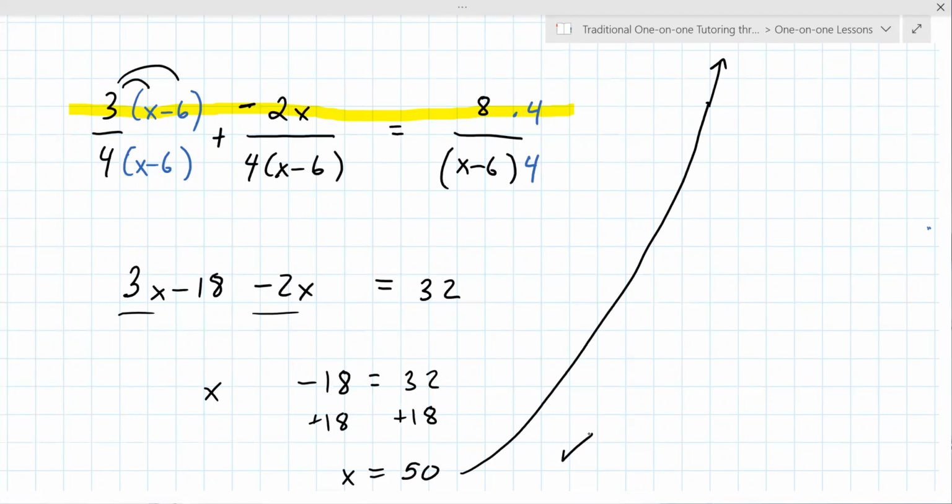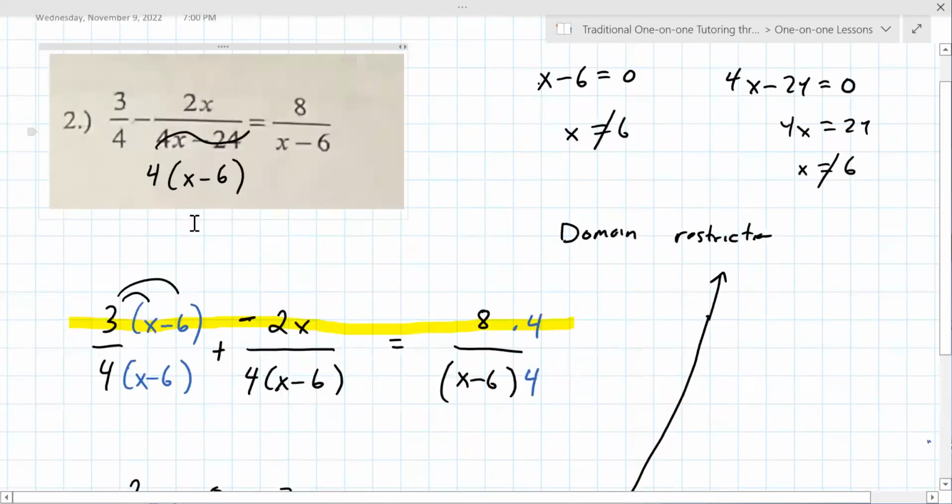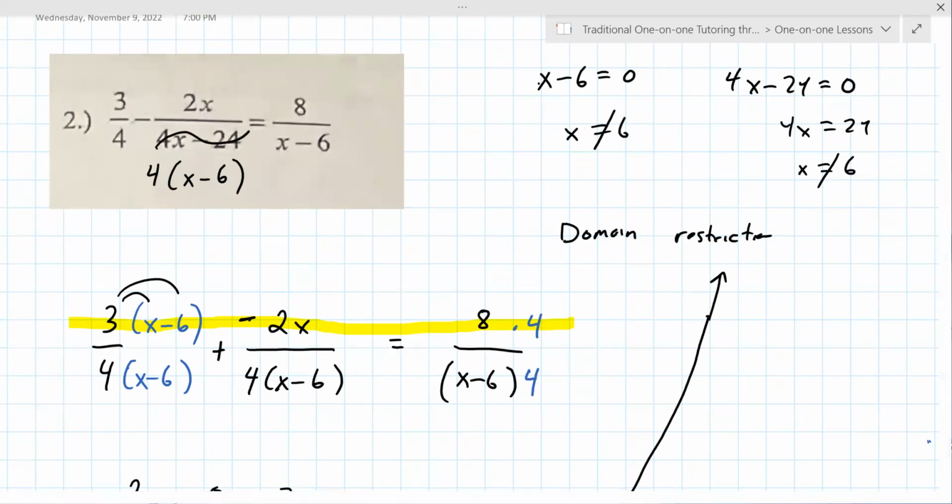Now you could check this answer, but it's a lot of work. So you really don't want to do that. You want to rely on the fact that you've done it correctly up until this point. Any questions on this one before we do another? No. Okay.